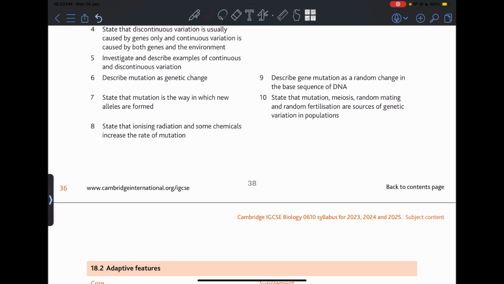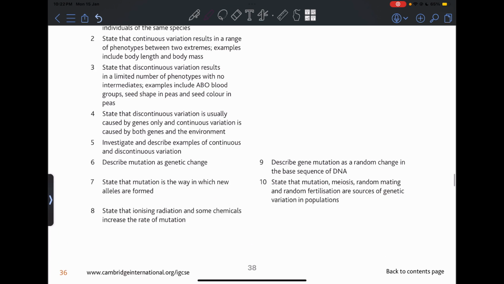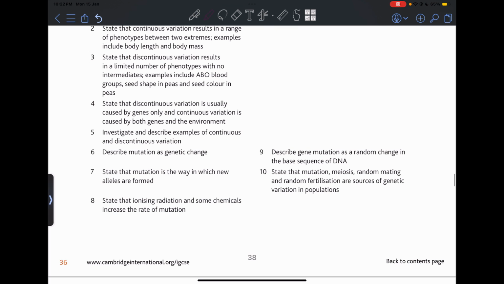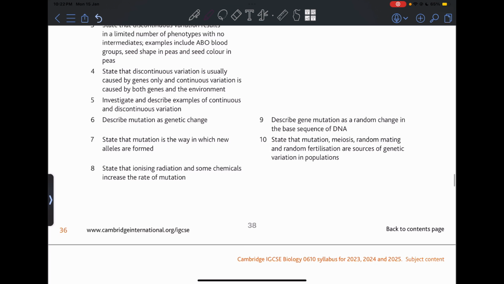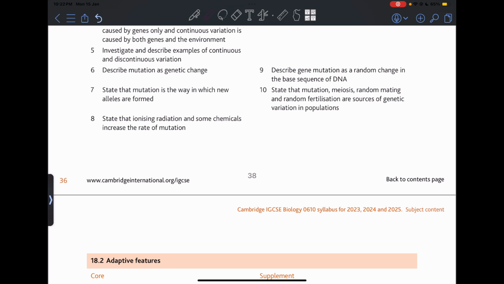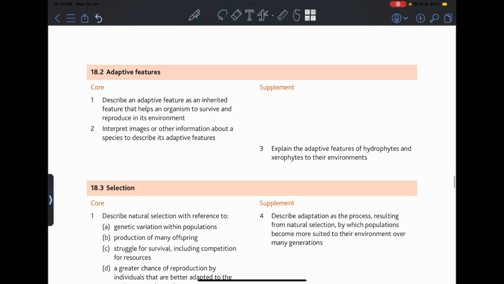State that ionizing radiation and some chemicals increase the rate of mutation. So radiation and some chemicals can cause a mutation. Now for extended students, they have to describe gene mutation as a random change in the base sequence of DNA, and state that mutation, meiosis, random mating, and random fertilization are sources of genetic variation in populations.